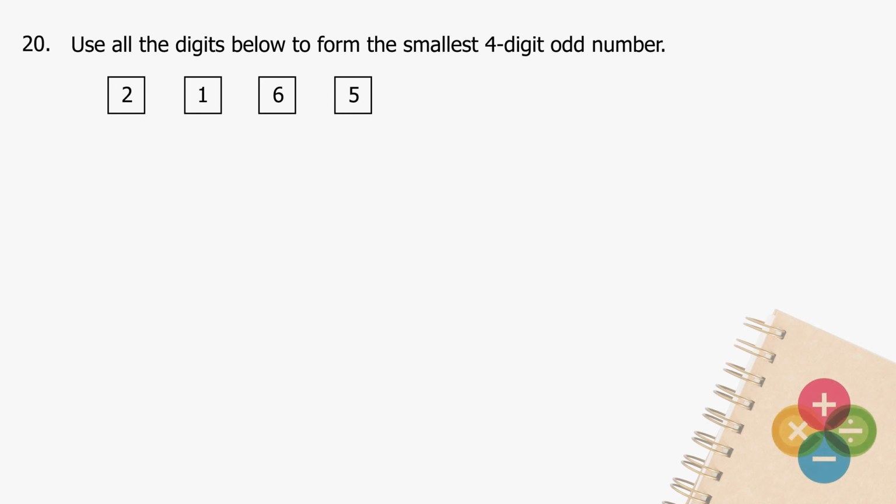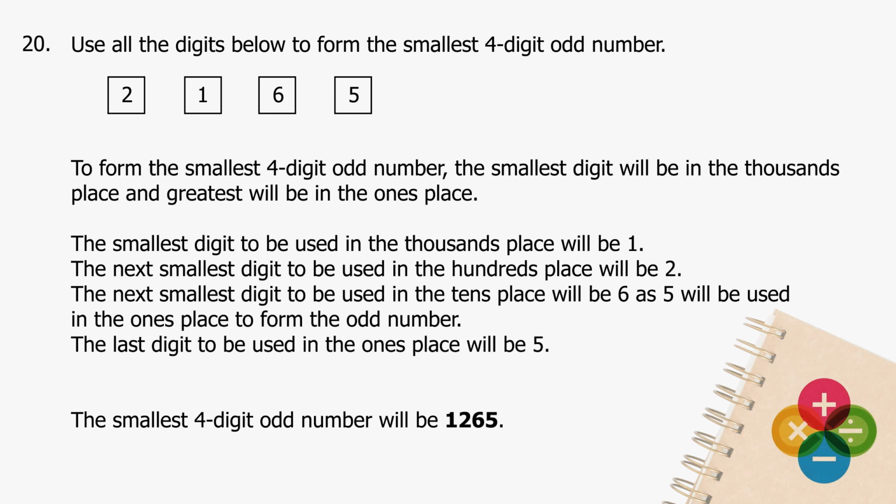To form the smallest 4-digit odd number, the smallest digit will be in the thousands place, and the greatest will be in the ones place. The smallest digit to be used in the thousands place will be 1. The next smallest digit to be used in the hundreds place will be 2. The next smallest digit to be used in the tens place will be 6, as 5 will be used in the ones place to form the odd number. The last digit to be used in the ones place will be 5. The smallest four-digit odd number will be 1265.